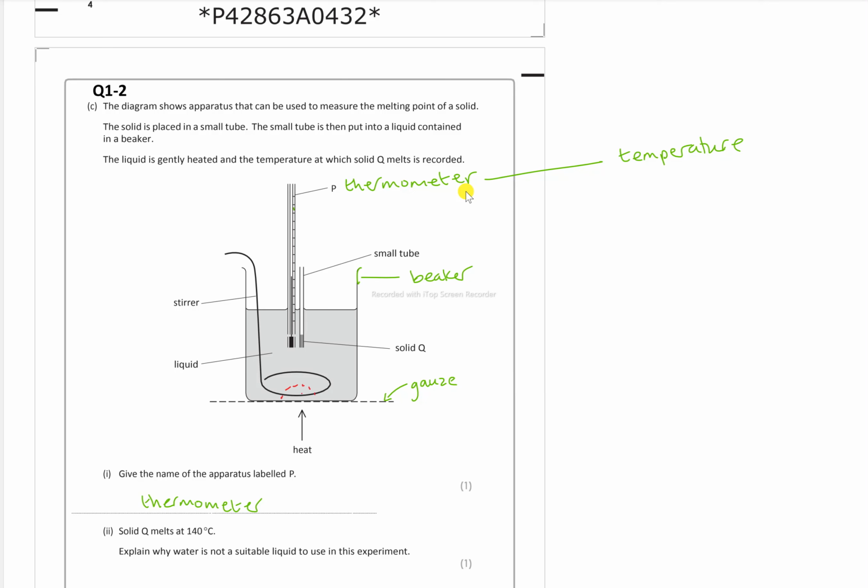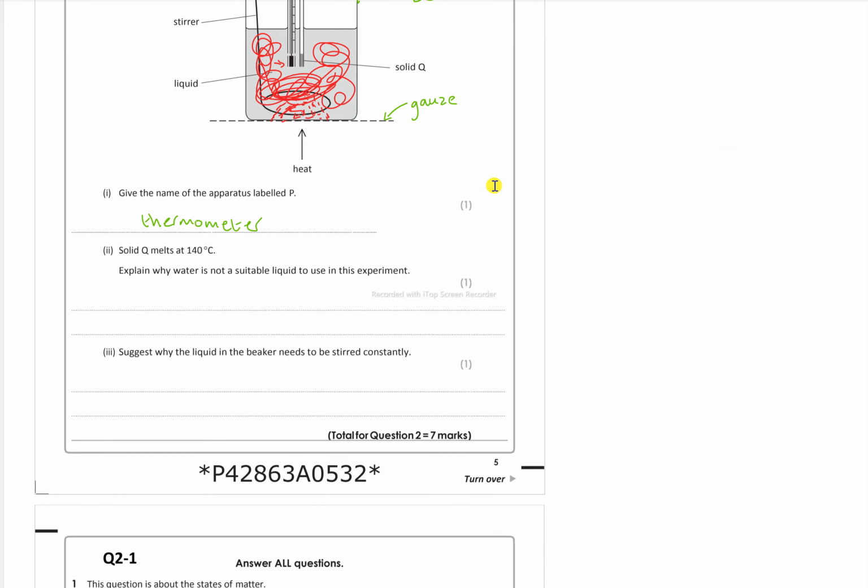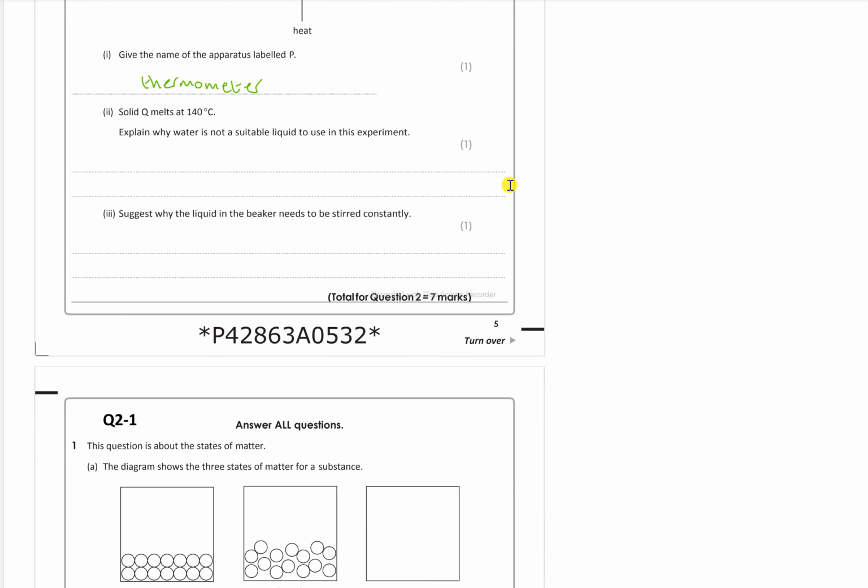So if all the heat is concentrated here, all the energy that you've put in, right, and you're measuring the temperature here, it'll give you a false reading. So what you do is you mix it so the temperature is evenly distributed. Then you'll get a truer reading. Right. The solid melts at 140. Water is not suitable to use in this experiment.